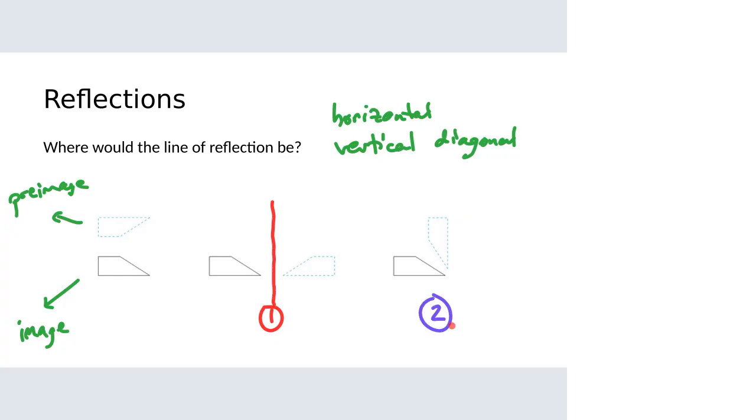Second, let's do the one over here. What kind of line of reflection would we have over there? That one looks a little strange. We haven't really seen that, but very good. All right, diagonal, and it would go right here in between.